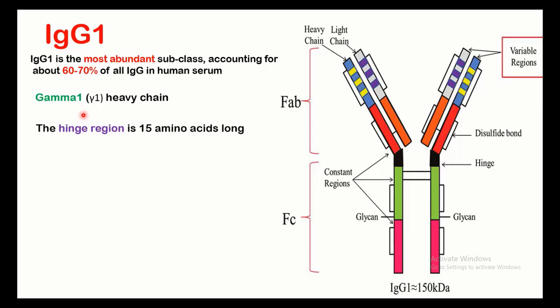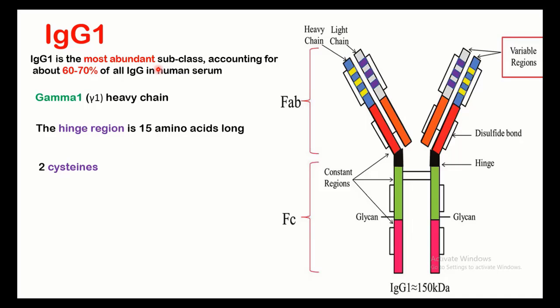As I told you, one of the major differences between the different subclasses of immunoglobulin G is the length of the hinge region. The length of the hinge region in immunoglobulin G1 is 15 amino acids long. These black strips over here represent the hinge region, which connects the Fab to the Fc region of the antibody. The hinge region is responsible for connecting the two heavy chains of an antibody.